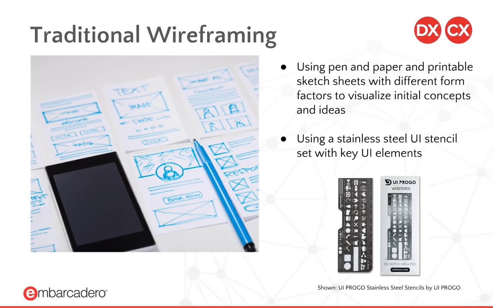Now, the traditional wireframing approach consists of using pen and paper to sketch out your user interface. And there are a number of printable sketch sheets. If you use your favorite search engine and search for printable sketch sheets, you will come across a number of them. And these provide the device frames, for example, for a phone form factor, a tablet form factor, to help you better visualize what your user interface is going to look like.